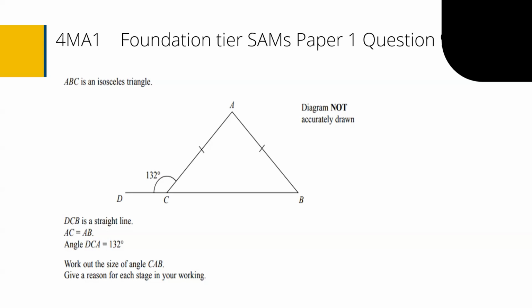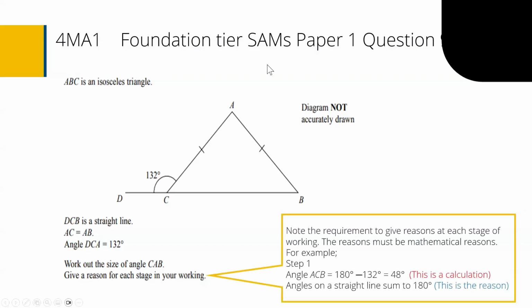So if we look at this problem here, we have a triangle. It's an isosceles one. The key thing here is to give a reason, and it says give a reason for each stage in your working. Now, giving a reason is not just about doing the calculations. That's not considered that. You have to actually write the sentence. So for example, here, angles in a triangle sum to 180 degrees.